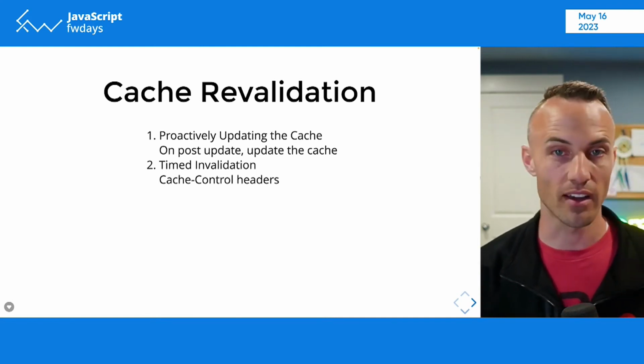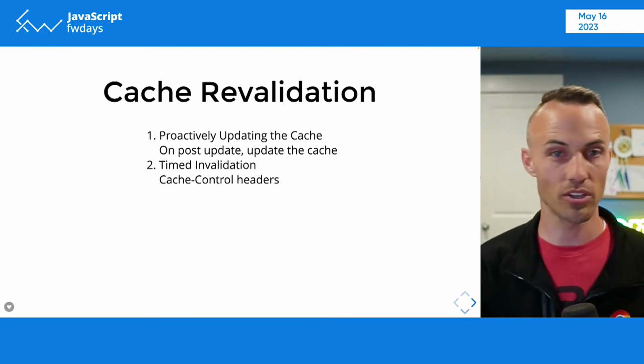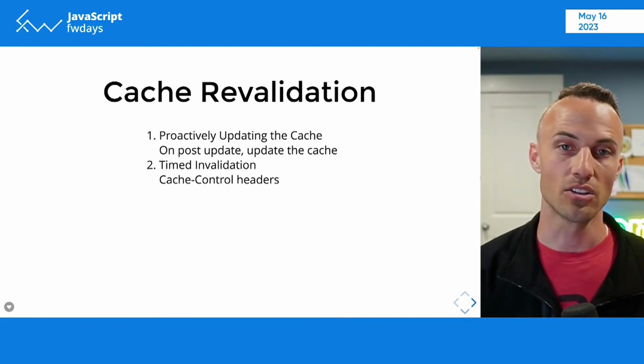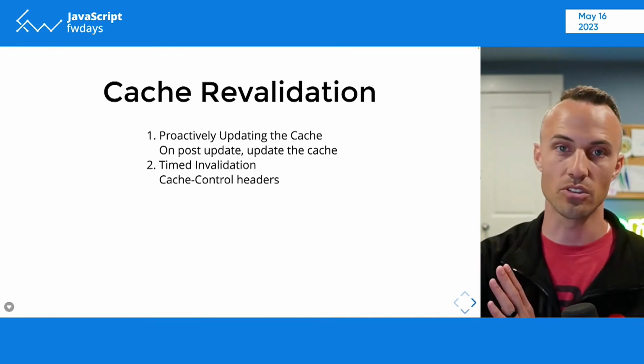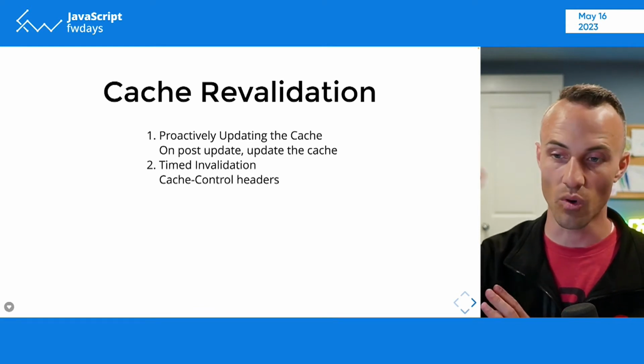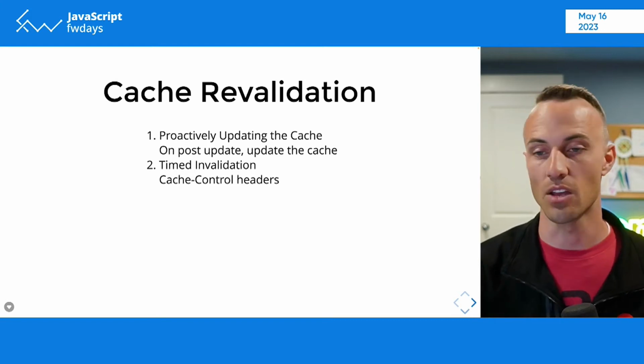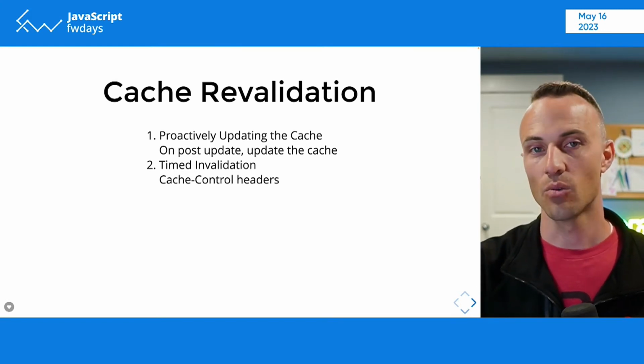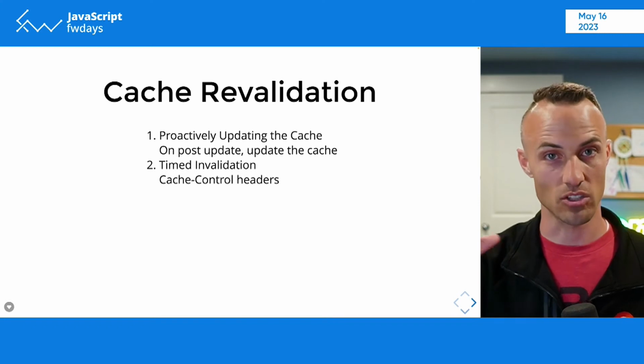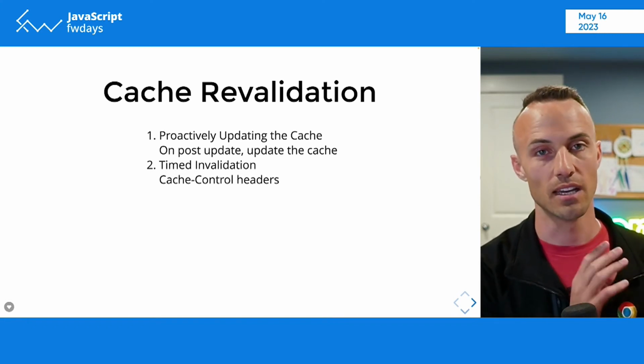Another is timed invalidation, and a perfect example of this is cache control headers. When the browser talks to a server, the server can send back a bunch of headers, and one of those is called cache control, where it can specify what we call directives. One of those directives is max age, where you specify a number of seconds that the browser should hang on to that resource in its browser cache.